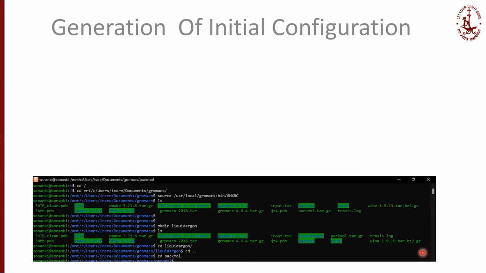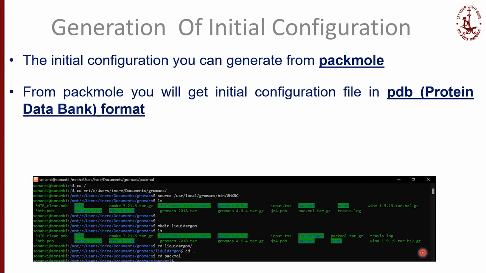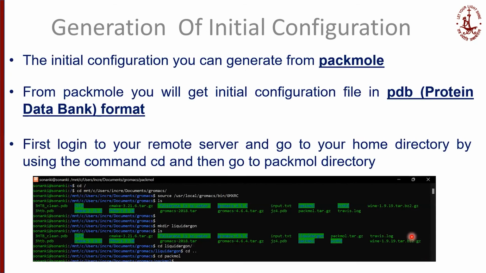This black window that is shown is Ubuntu installed in my laptop. In Windows, it is installed. That is why it is showing here as Sonanki @Sonanki. So this is the path where GROMACS is installed. I told you this last time also when the GROMACS installation was going on, that this is the command you have to use: source /usr/local/gromacs/bin, to ensure that GROMACS is installed successfully.